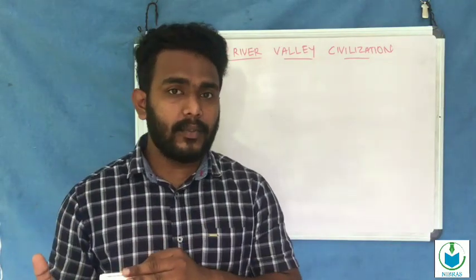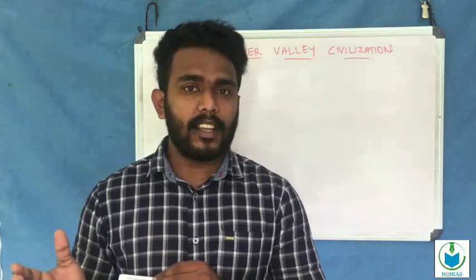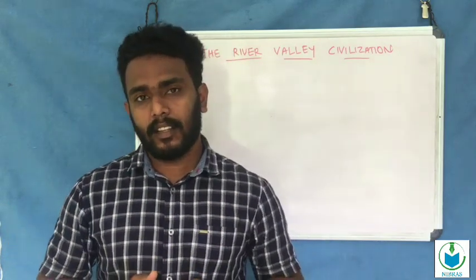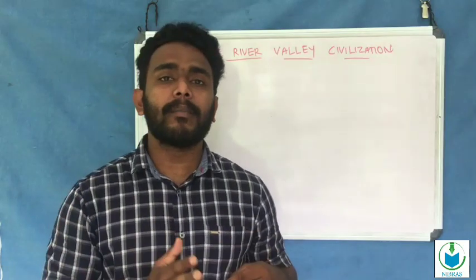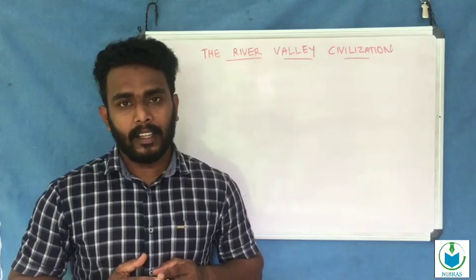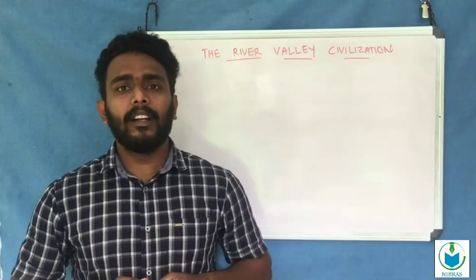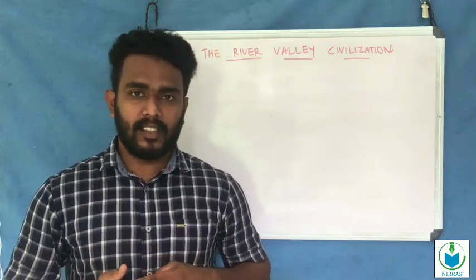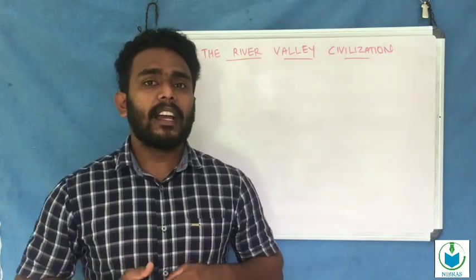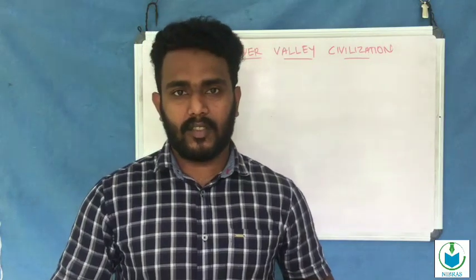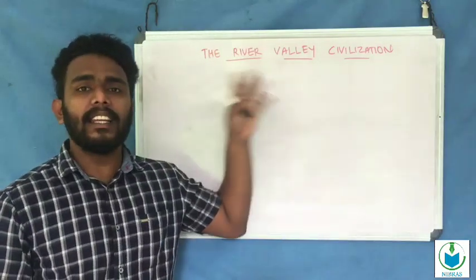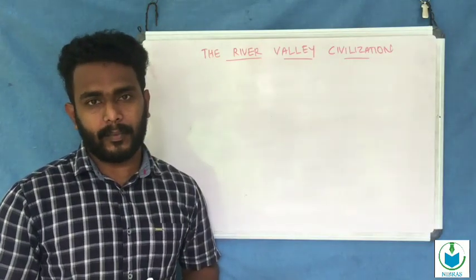In the last phase of the Stone Age, people began to develop cultivation, and that led to permanent settlement beside the river valleys. The settled people developed a civilization. That civilization is called the River Valley Civilization.